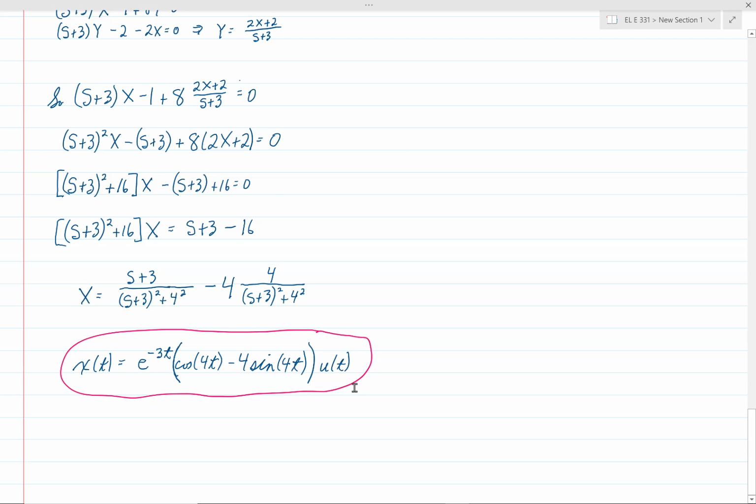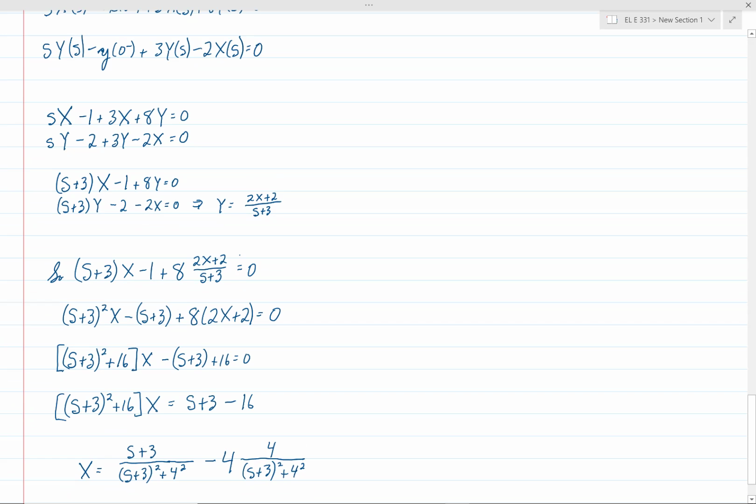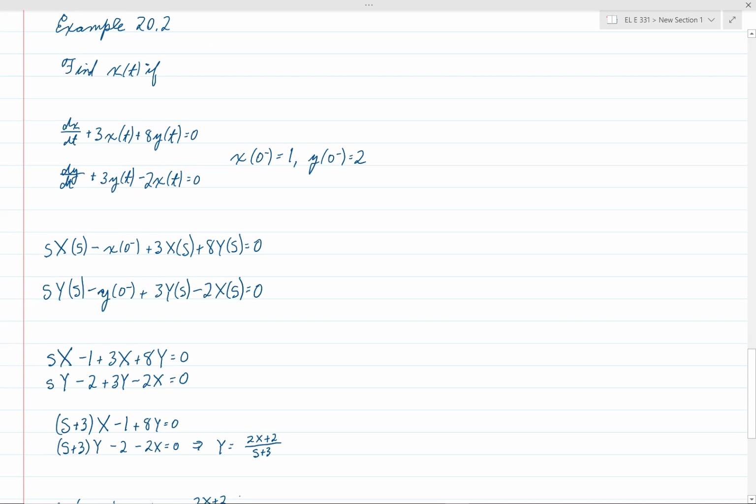And so that's an example of how we can use Laplace transforms to solve systems of coupled differential equations, which can indeed be very handy sometimes. So that concludes lecture 20, and I think that should get you prepared to work on test 20. So good luck.